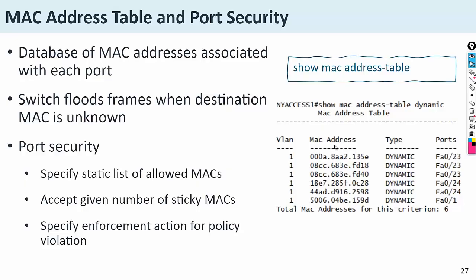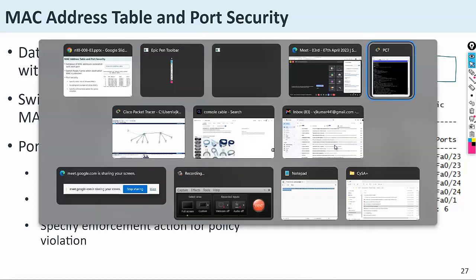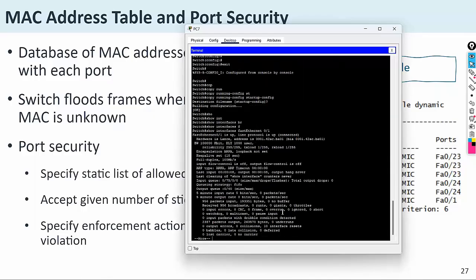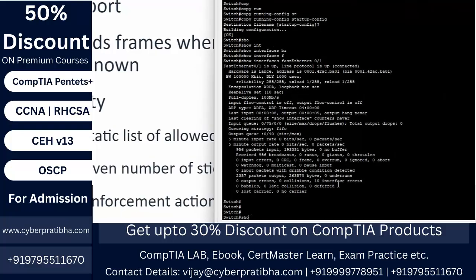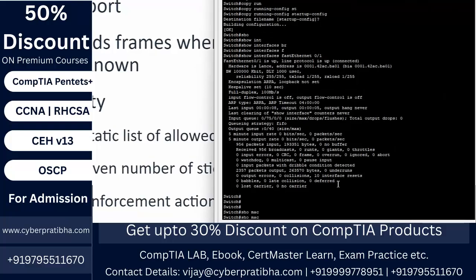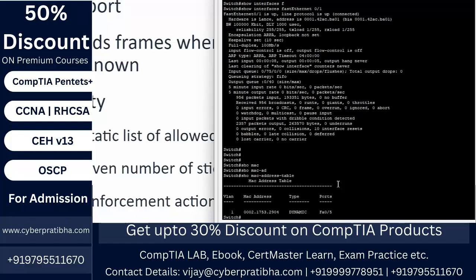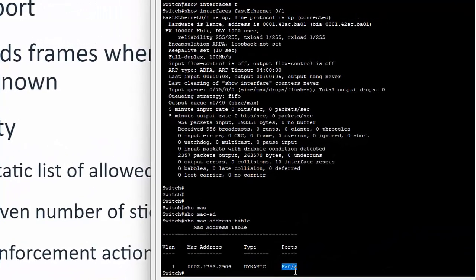One more thing, there is a MAC address table that exists in a switch. So right now I am accessing the switch, and here you can see, show MAC address table. Like this is the MAC address table. So right now you can see on the port number F05 the MAC address 1002 is connected. This MAC address is connected.